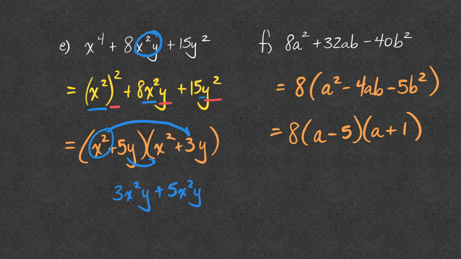You'll notice if you re-expand that, we're missing all of our b's. So we need to make sure to include our b's at the end of each bracket. Do a quick check. Notice your outsides give you 1b, your insides give you -5b. That gets us back to our -4ab.